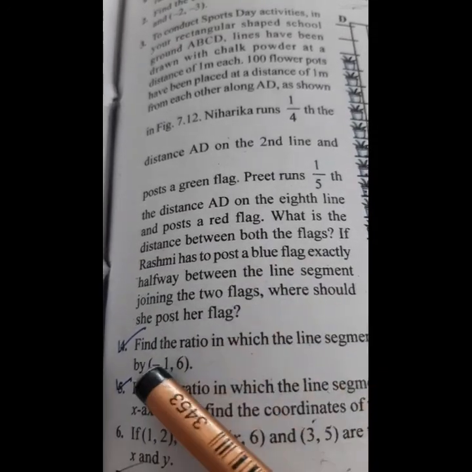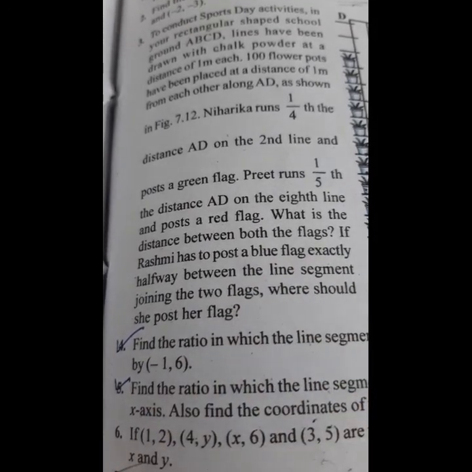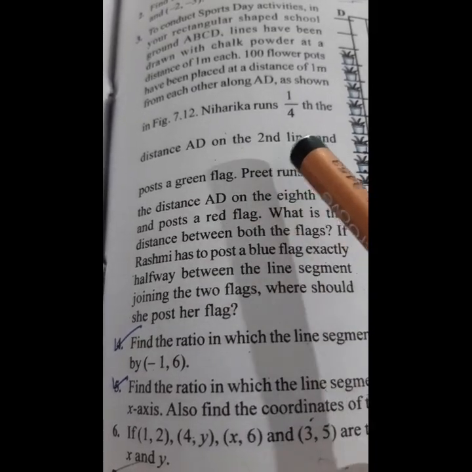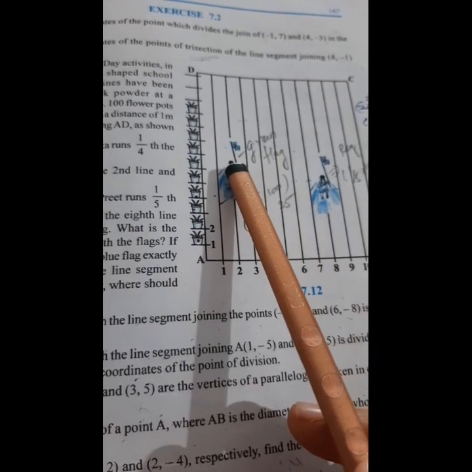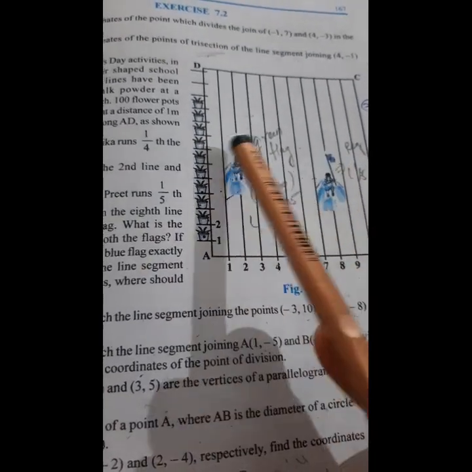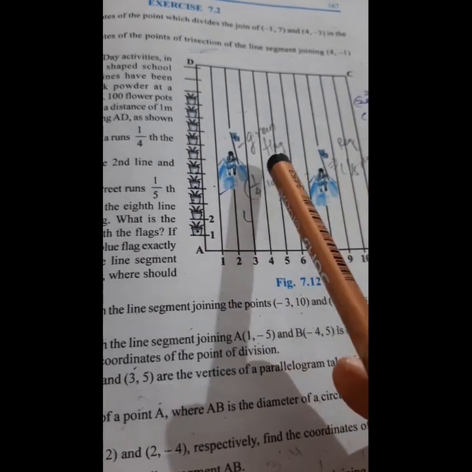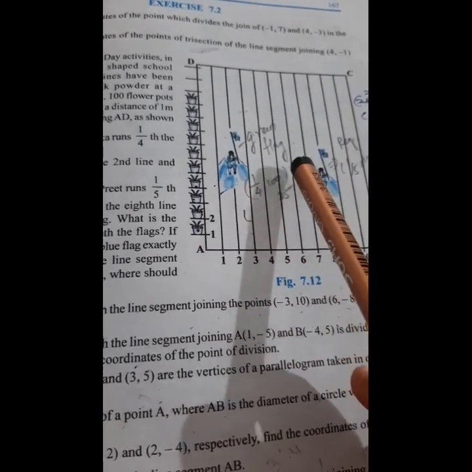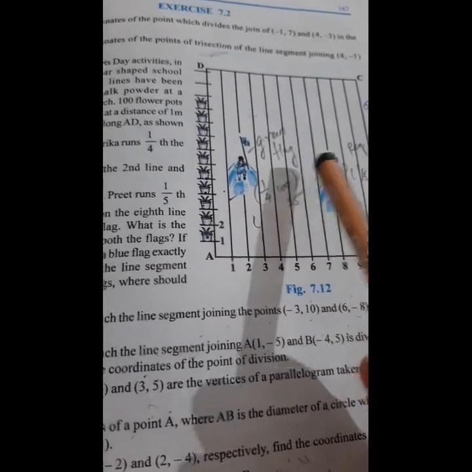Where should she post her flag? We need to find out that. So two formulas we are going to use in question number 3. First is the distance formula to find out the distance between the green flag and the red flag, and second we are going to find out the midpoint of this line segment to find a position to help the third child to post her flag.